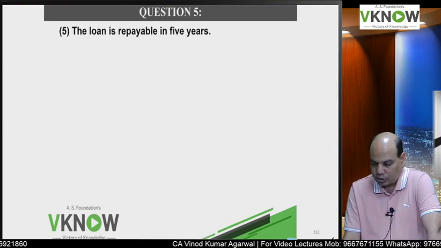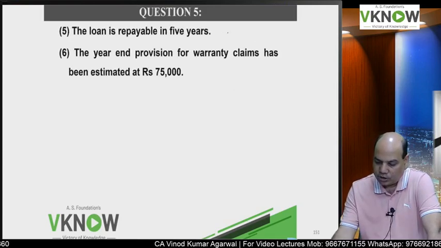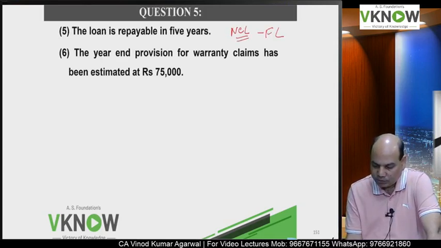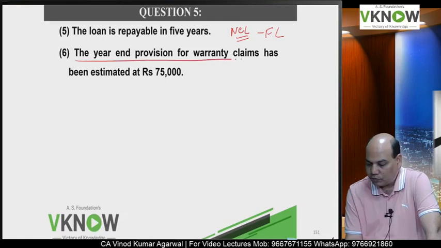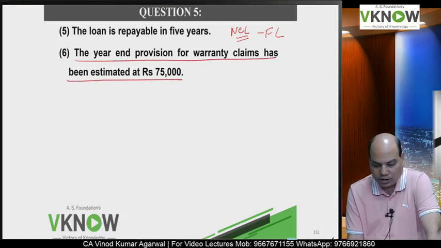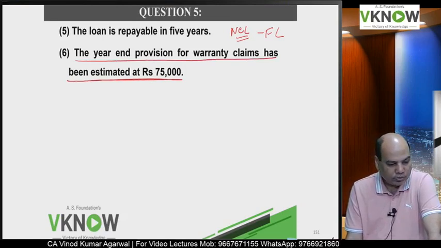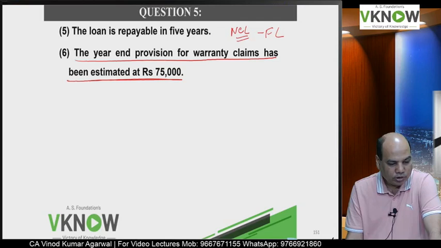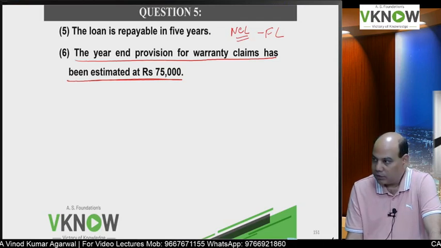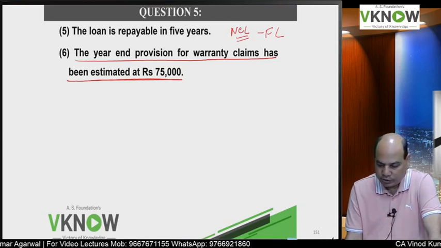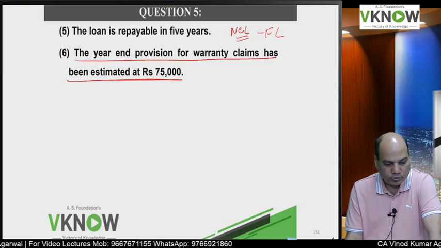Next, the loan is payable in 5 years, so the loan will come as a non-current liability under financial liability. Year-end provision for warranty claim has been estimated at rupees 75,000. Oh my God! So what are you going to do with that? Opening balance is how much? 90. Closing is how much? 75. So 15,000 rupees we are going to reverse. Is it right?